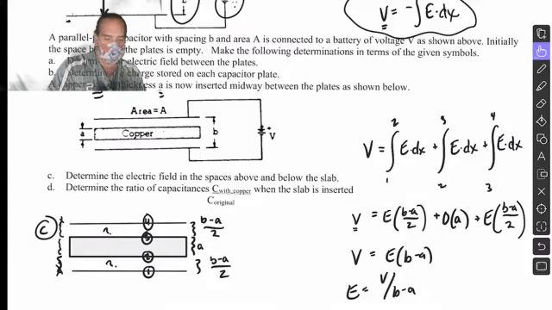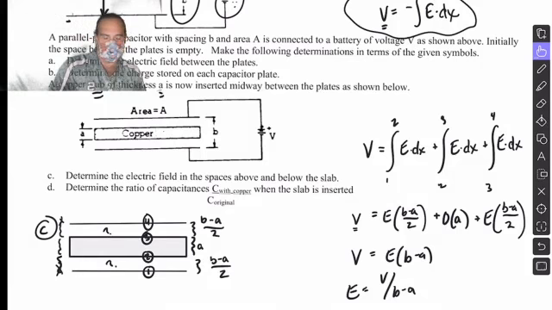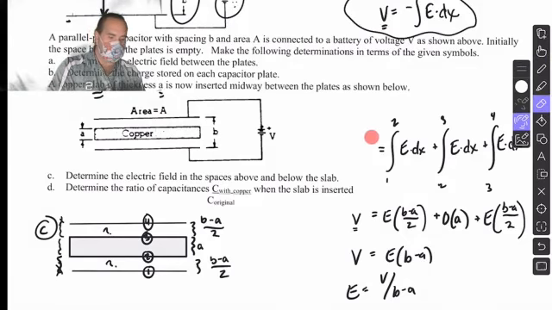Determine the ratio of the capacitances of C with copper when the slab is inserted versus the original. Okay. There's probably more than one way to do this, but I think we effectively have either 2 capacitors and we look at the total equivalent capacitance, or we just realize it's 1 capacitor with less space. Which one would you guys like to do? 2 separate capacitors, we look at the equivalence, or 1 capacitor with less space? Okay. We do the capacitor with less space.